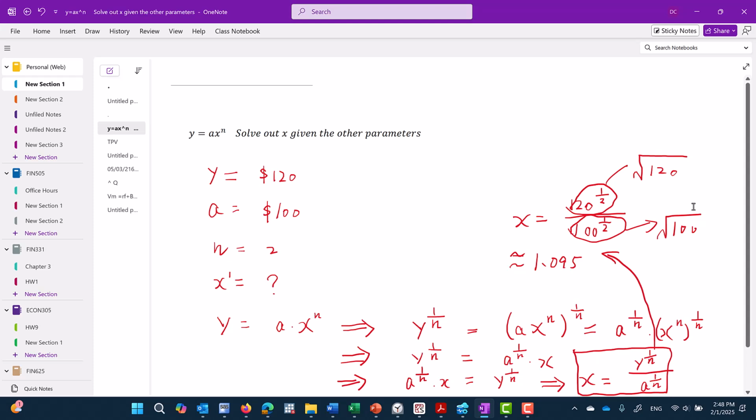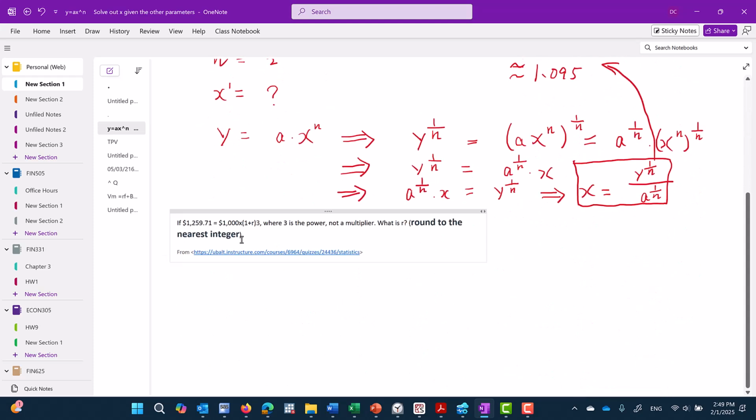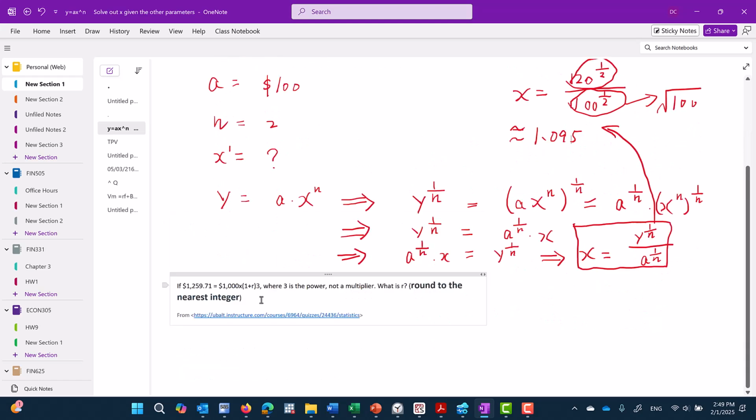So now let's get to another example. This is an example from the prerequisite quiz, and you can see that even though it looks slightly different from what we have here, it's actually the same. Why? Just notice here what you have is $1,259.71 equals 1,000 times parenthesis 1 plus r, raised to the power of 3, because it says 3 is the power, right?